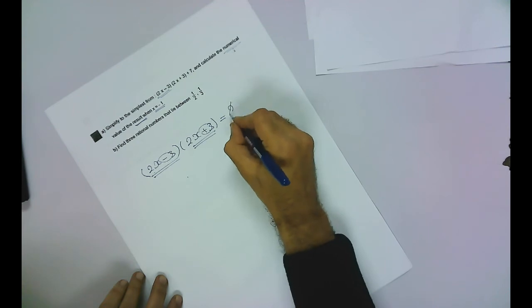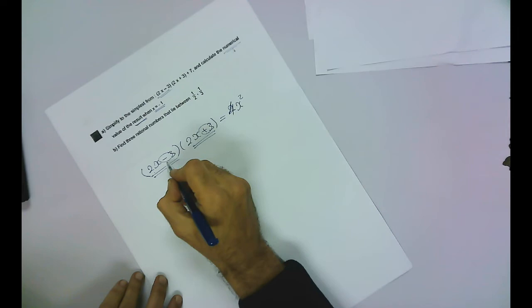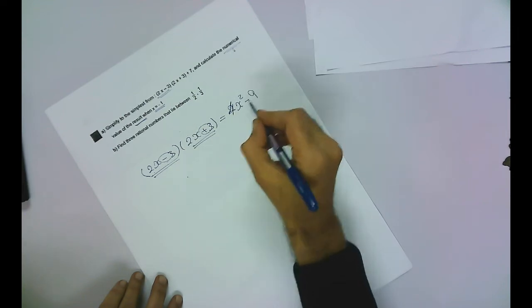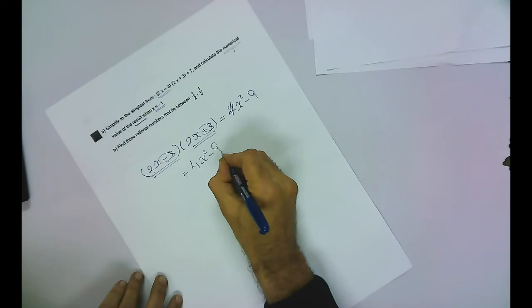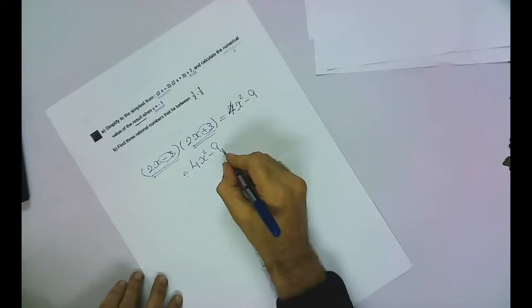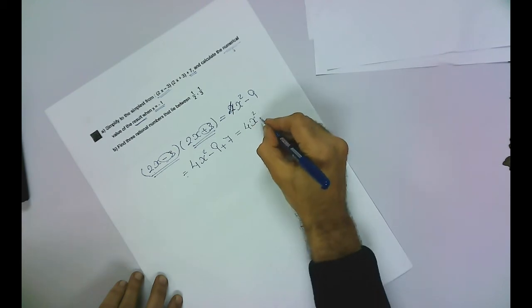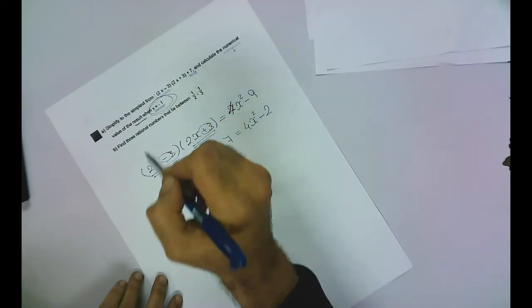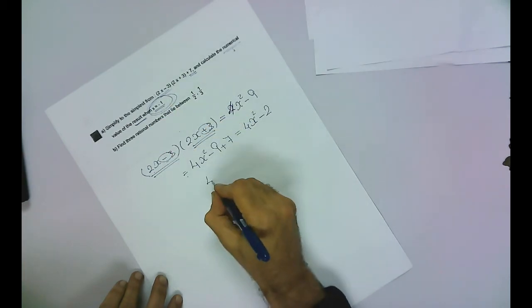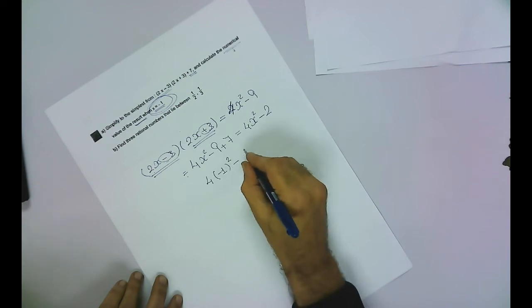2x times 2x equals 4x power 2. Minus 3 times 3, negative 9. So the answer will be 4x power 2 minus 9 plus 7. So the answer will be 4x power 2 minus 2. We need to get the numerical value when x equals negative 1. So 4 times negative 1 power 2 minus 2.